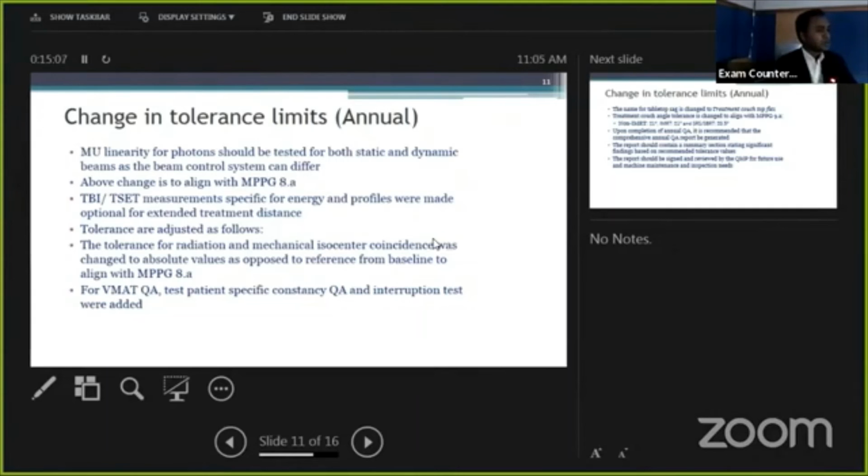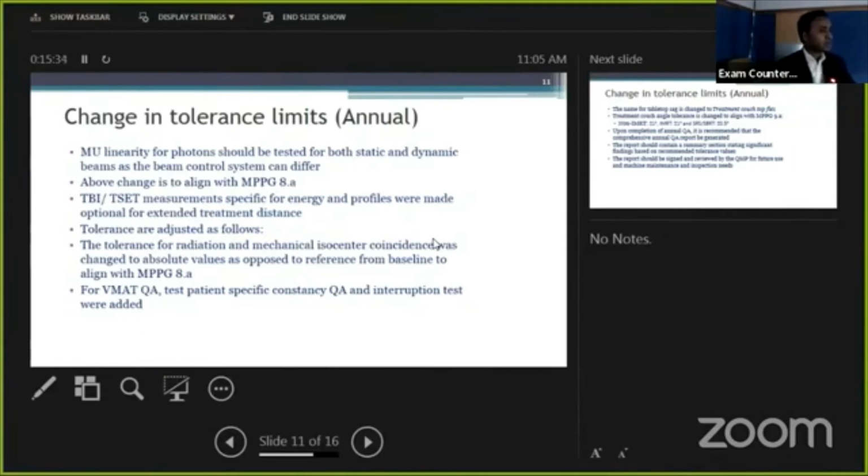Okay, so another test, VMAT QA, as I said, is adjusted into an annual test. VMAT QA test, patient-specific QA and interrupted tests were added. One is patient-specific VMAT QA constancy. That is, the VMAT is running continuously, but the machine sometimes malfunctions, and what happens is the beam stops in between, and then again we start the beam and we complete the treatment.